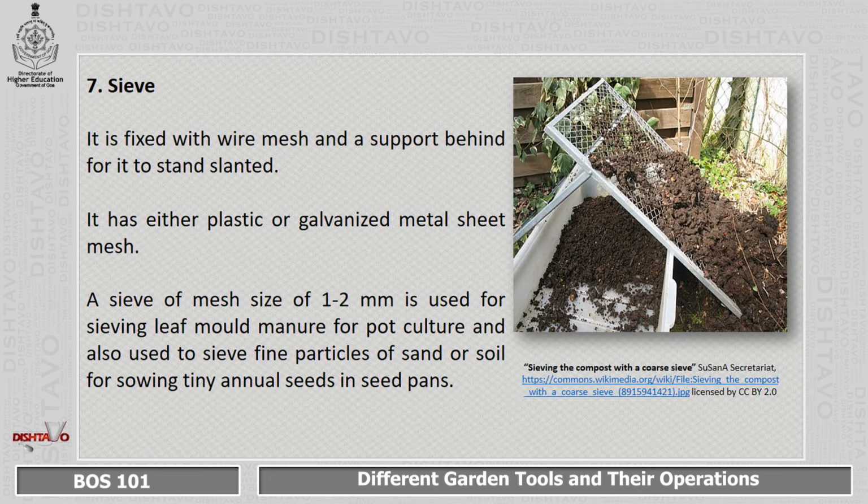The next garden implement is sieve. It is fixed with wire mesh and a support behind for it to stand slanted. It is either plastic or galvanized metal sheath mesh. A sieve of mesh size of 1 to 2 millimeters is used for sieving leaf mold, manure, for pot culture and also used to sieve fine particles of sand or for sowing tiny annual seeds in seed pans.